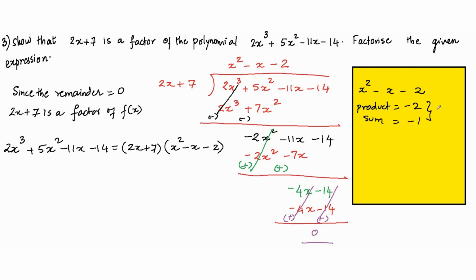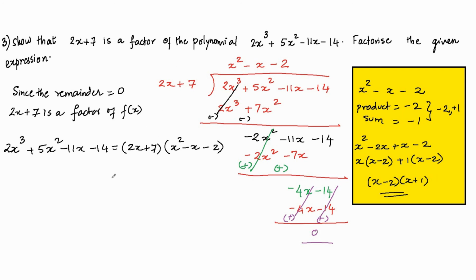So I know that these two numbers are negative 2 and positive 1. This gives me a product of negative 2 and sum of negative 1. Therefore, I can split the middle term as x squared minus 2x plus x minus 2. X is common in the first two terms, so I get x minus 2, and 1 is common in the last two terms, so I get 1 into x minus 2, and therefore what I get is x minus 2 multiplied by x plus 1, right? So this is the factorized form of the given polynomial.